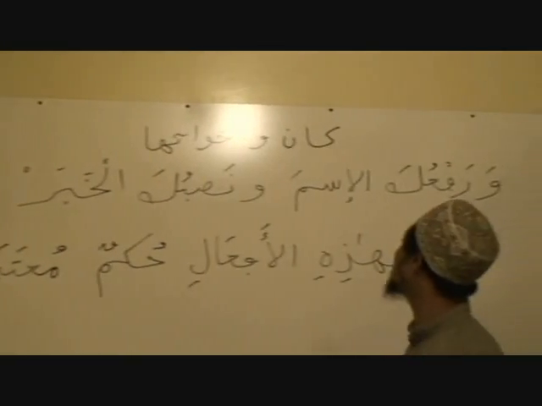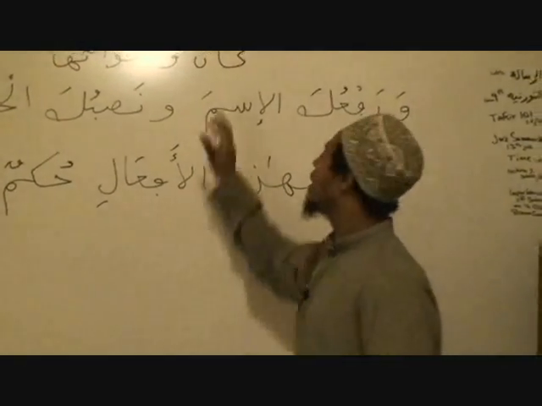Okay, what this means basically is kana is a fi'lun. It means the be verb.